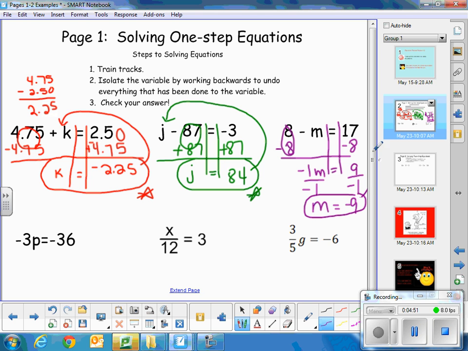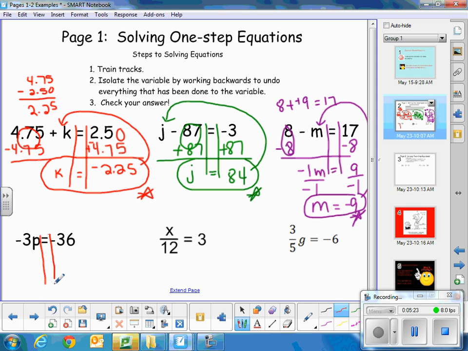Now to check your work on this one, you'll plug that back in, and it's 8 minus negative 9 should equal 17. 8 minus a negative 9 is really 8 plus a positive 9, which is 17, and therefore it checks out. We know we have the correct answer. Those were all addition and subtraction problems. Next, we're going to try a couple multiplication and division problems.